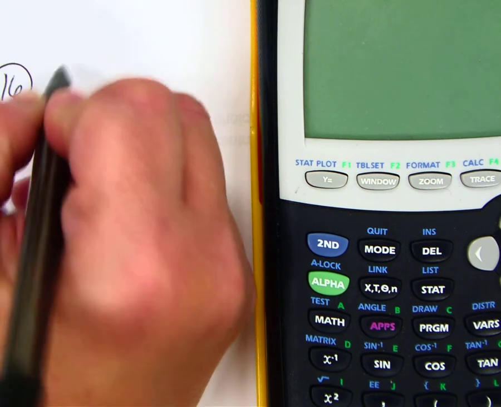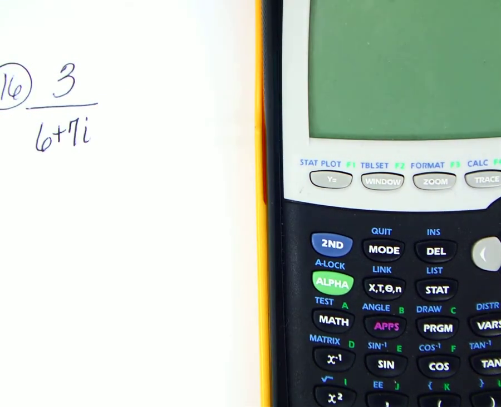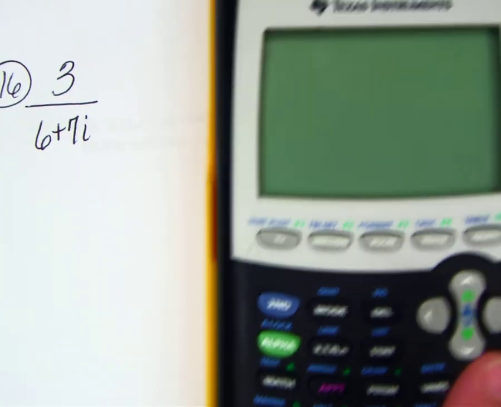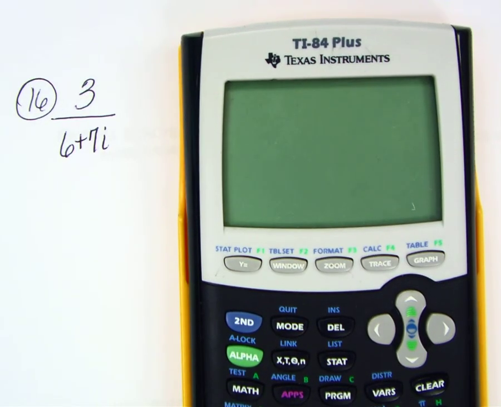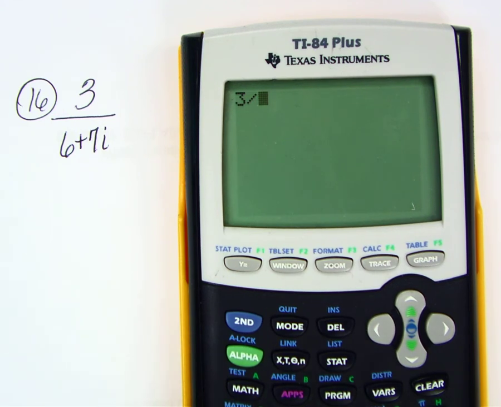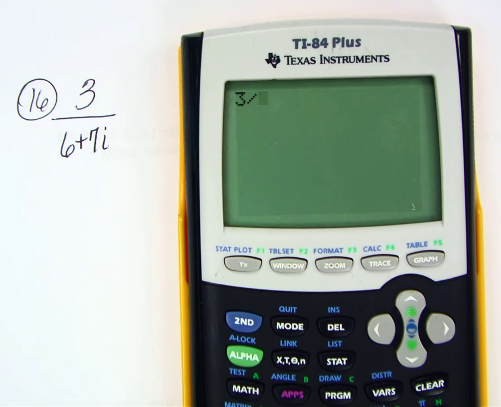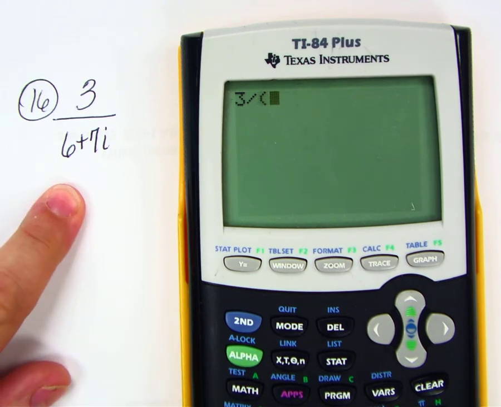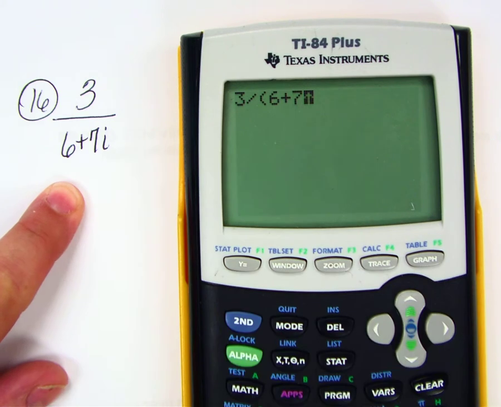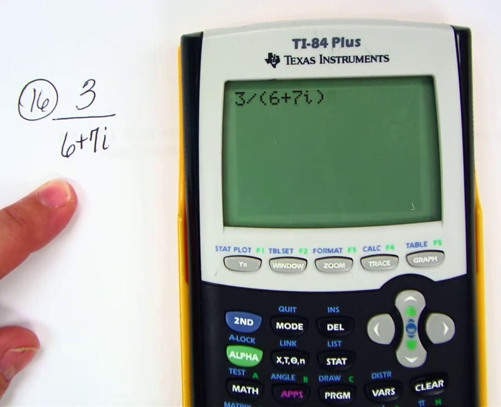Okay, so number 16 says 3 divided by 6 plus 7i. So on the calculator, I'm going to turn it on first. That always helps. 3 divided by, and I'm going to put this in parentheses, because if you don't, it's not going to give you the correct answer. So that's open parentheses 6 plus 7i. Everybody with me? Push enter.